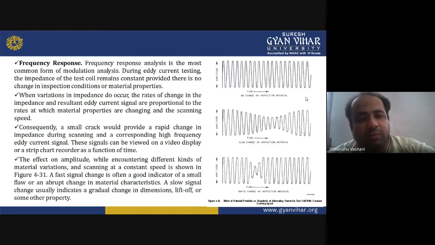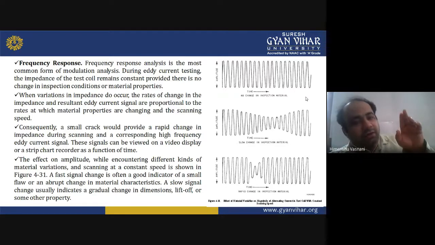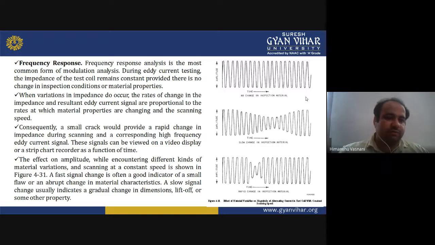Consequently, a small crack would provide a rapid change in impedance during scanning and a corresponding high frequency eddy current signal. These signals can be viewed on a video display or a strip chart recorder as a function of time. So this is really interesting.